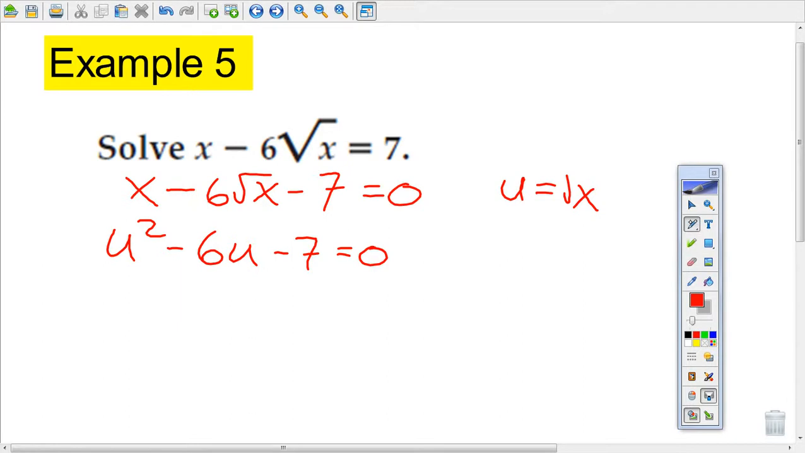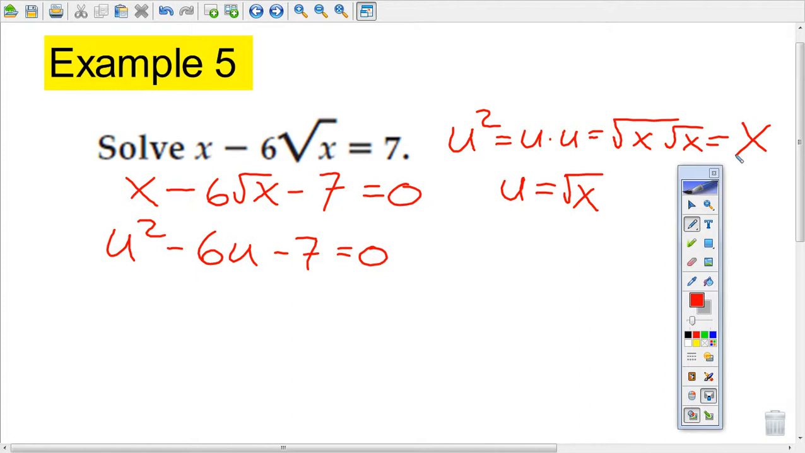Okay, so, Alexis, if u equals radical x, what does u squared equal? U squared means u times u, right? Well, u is radical x. Doesn't that mean radical x times radical x? How many pairs of x's are there? One pair of x's, so for each pair you pull one out and you get x.